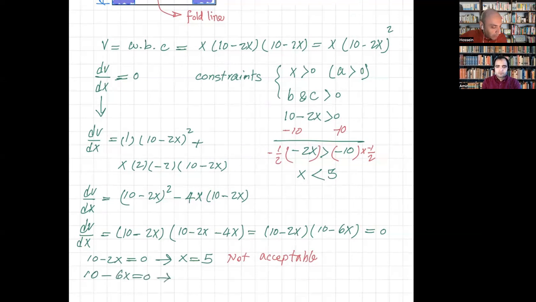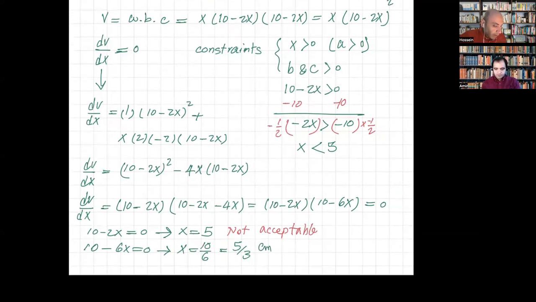And then the other equation is 10 minus 6x equals 0. That means x has to be 10 divided by 6, or 5/3. And this is, I think, the correct answer. So the size of the cut should be 5/3 of a centimeter.